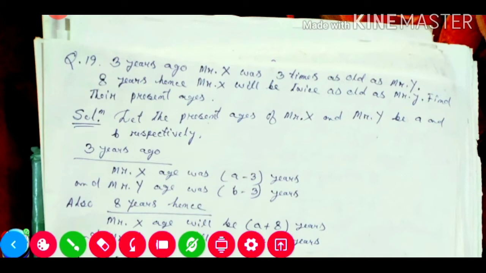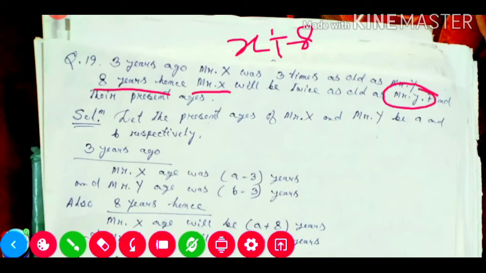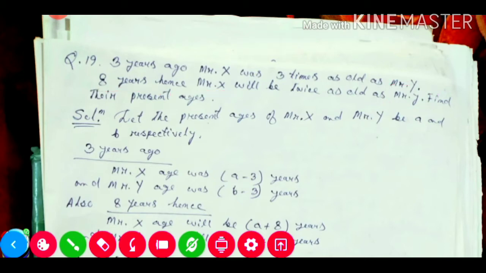And 8 years hence. 8 years hence means after 8 years. At present whatever your age, after 8 years, that means if considering present age is x, then 8 years after, it will be x plus 8. So what is told? 8 years hence Mr. X will be twice as old as Mr. Y. So after 8 years, whatever the age will be of Mr. Y, compared to this age, Mr. X's age will be twice, double. So find their present ages. So we need to find out their present ages.